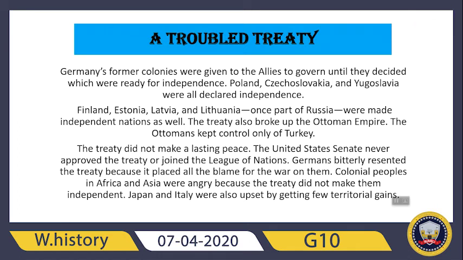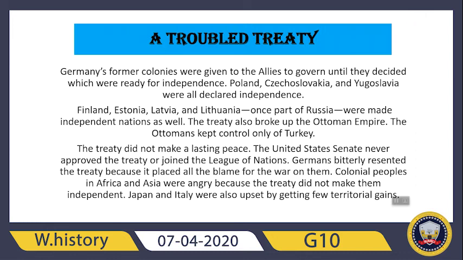Germany's former colonies were given to the Allies to go on until they decided which were ready for independence. Here we have Poland, Czechoslovakia, and Yugoslavia, which were all declared independent, and Finland, Estonia, Latvia, and Lithuania, which were once part of Russia, were made independent nations as well. The treaty also broke up the Ottoman Empire, and the Ottomans kept control only of Turkey.